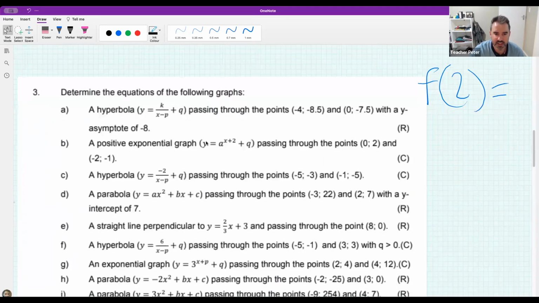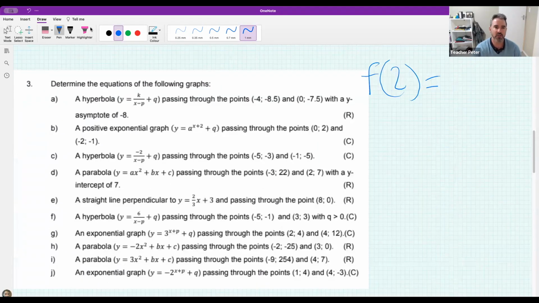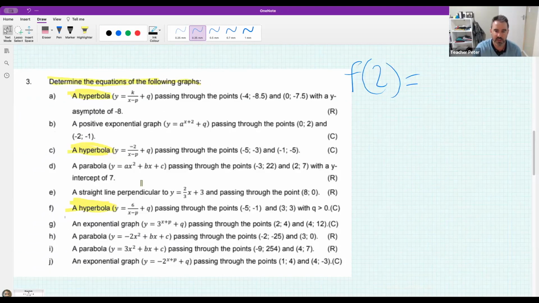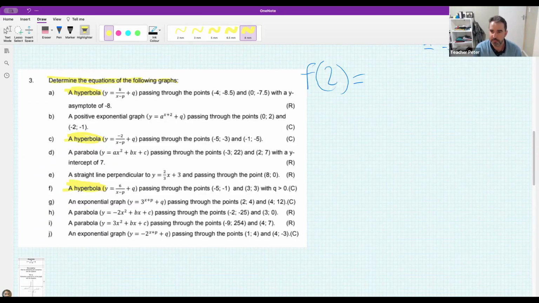So this is a set of questions. Determine the equations of the following graphs. Now, there are many types of functions, but we're going to focus on the hyperbolas. So that's a hyperbola, that's a hyperbola, and that's a hyperbola. Those are the questions we're going to think about after the break. Let me show you how you find the equation of a hyperbola.